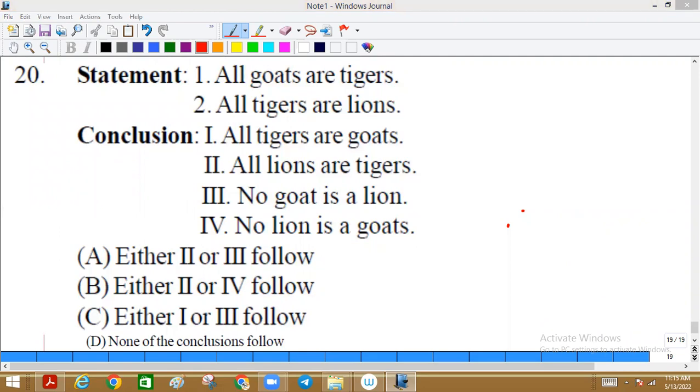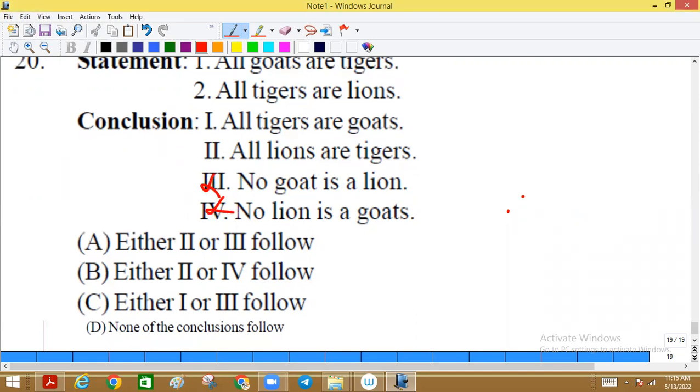Statement positive or negative? When these are wrong, either is not possible. So what's the answer? D, logically. If you want, we can try with the diagram also.